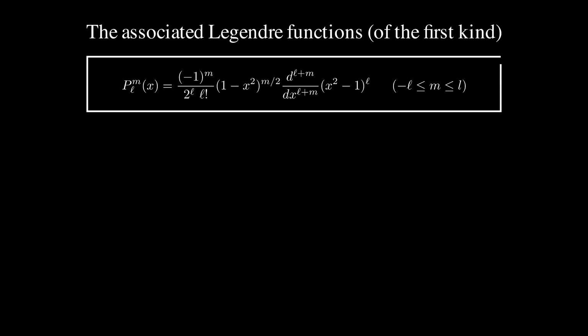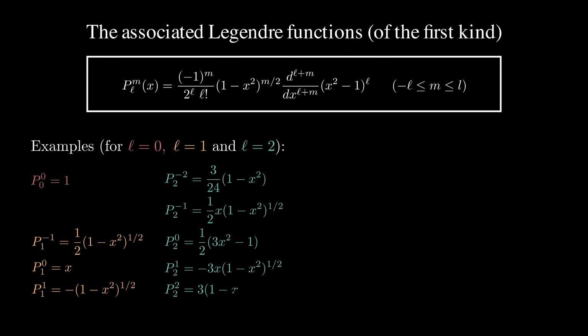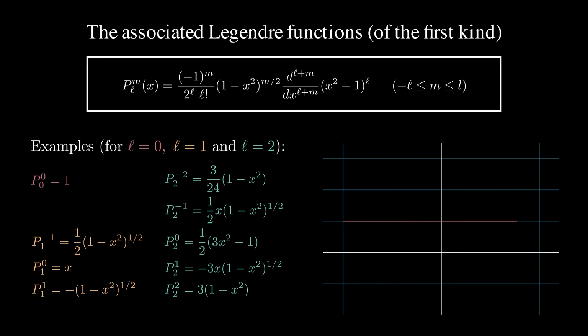Let's have a quick look at these associated Legendre functions of the first kind. The functions can be expressed using the following equation. If one does all the calculations, the first couple of associated Legendre functions look like this. Some of the functions are basically polynomials, while other functions also involve square roots of 1 minus x squared.